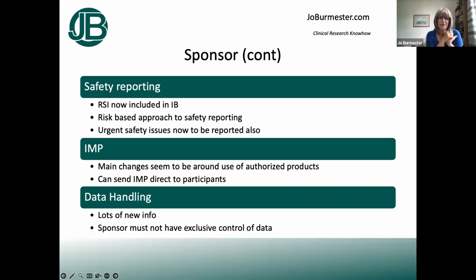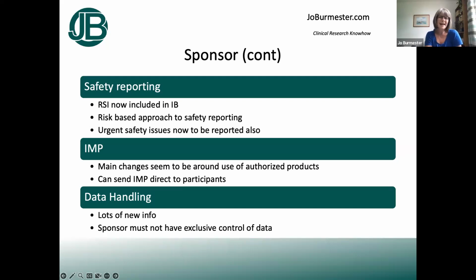There's provision for a risk-based approach to safety reporting. So again, if you've got a marketed product where we've got a lot of evidence about side effects already, then you could have a risk-based approach to safety reporting within the protocol for that. And then it also talks about urgent safety issues being reported as well. So as well as the side effect type risks, it's other risks as well, or the safety issues. So that might be something around manufacturing, or results from animal toxicology, or something like that, that present an urgent safety issue. They also need to be reported as well.